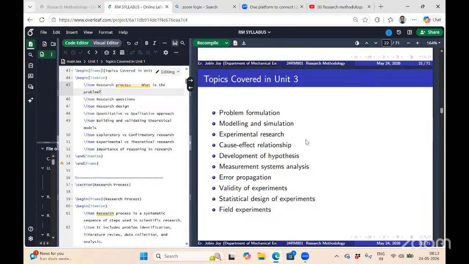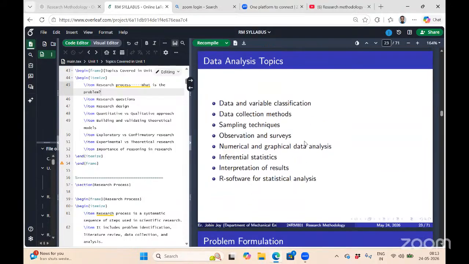Data and variable classification. How to collect data. There are different methods to collect data such as surveys, interviews, observations, experiments, etc.